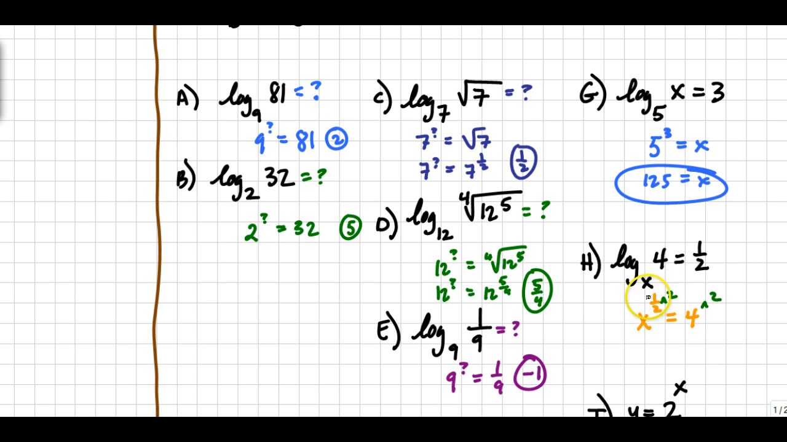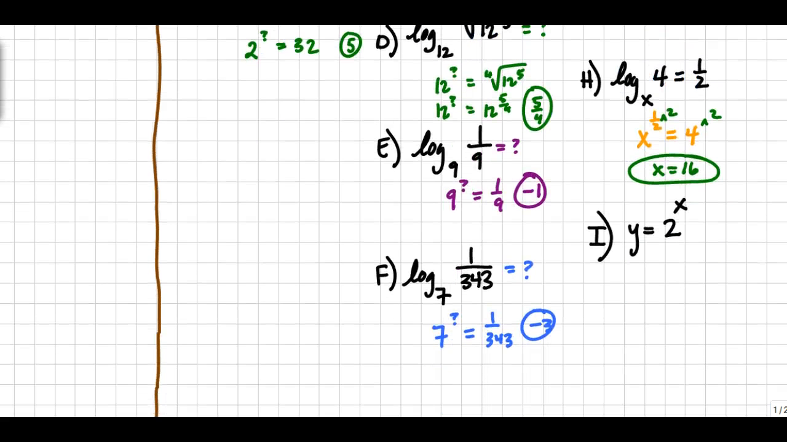The 1/2 and the 2 will cancel, and I end up with 4 squared, which is 16. And that number makes sense. If we took the square root of 16, wouldn't we get 4? So 16 is the base number that we're looking for.